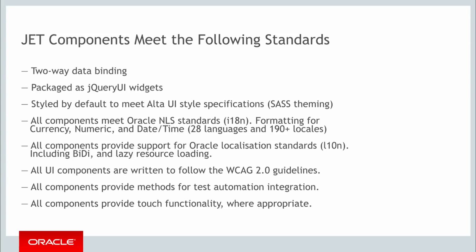When you're creating enterprise applications, you typically have business requirements, such as internationalization and accessibility. Jet supports the related standards and techniques. All Jet components meet accessibility guidelines, WCAG 2.0, for both desktop and mobile, and the Jet components have been translated into 28 different languages and over 190 locales.